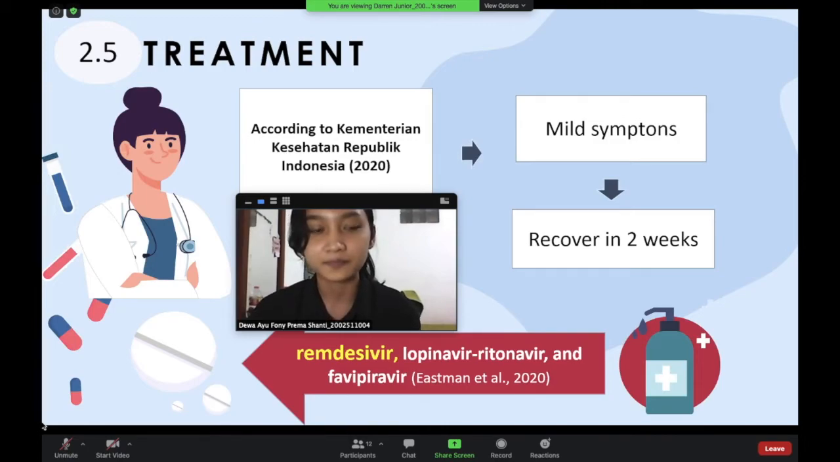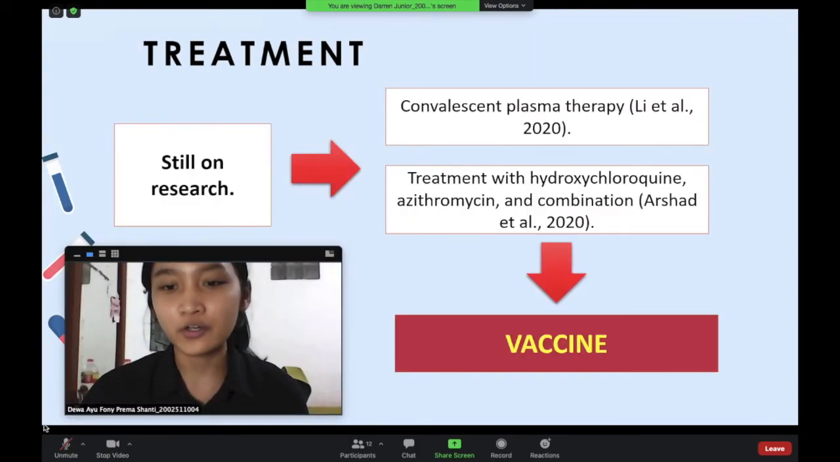Next. Most of the therapies or treatments for COVID-19 are still in the research and development stage. For example, convalescent plasma therapy and treatment with hydroxychloroquine, azithromycin, and their combination. Until now, the vaccine is still being developed.